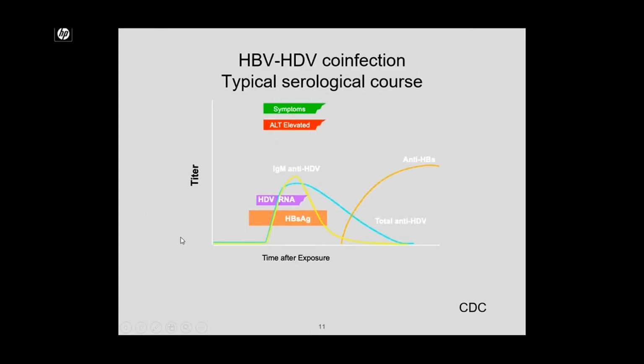So this is a typical scenario in co-infections, data from the CDC. Patients with a co-infection will have an acute presentation. We have discussed the transmission route, so they will have an exposure from this transmission route. This patient will initially manifest with hepatitis B surface antigen. If we measure the IgM anti-hepatitis D virus, it could be raised, and if we measure the total anti-hepatitis D virus, it will also be raised.